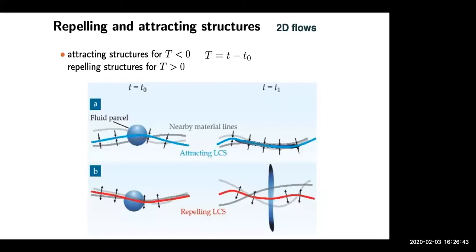Let's say in a 2D fluid, there are certain curves which attract fluid to them. We call those attracting LCS. Then there are other curves that repel fluid. So here's the effect on a fluid blob of an attracting curve. We've got this nice circular fluid blob. It'll spread out along an attracting surface, or attracting LCS. A repelling one will get pulled normal to it.